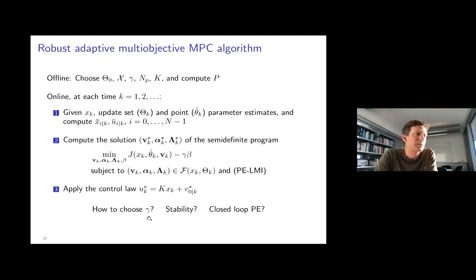So some immediate problems arise from this approach. First of all, how do we choose the gamma which determines the trade-off between tracking and persistence of excitation? Secondly, can we guarantee stability? So basically, by introducing gamma into the cost here, we can no longer use input to state stability analysis to guarantee closed loop stability. And thirdly, can we even guarantee that the closed loop system is persistently exciting? So can we guarantee that beta will always be greater than 0 with an optimization problem like this? So the next few slides, I want to talk about how we address these problems.